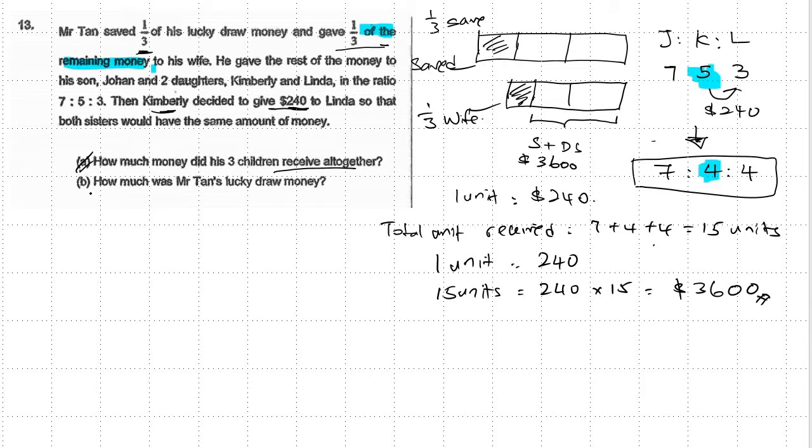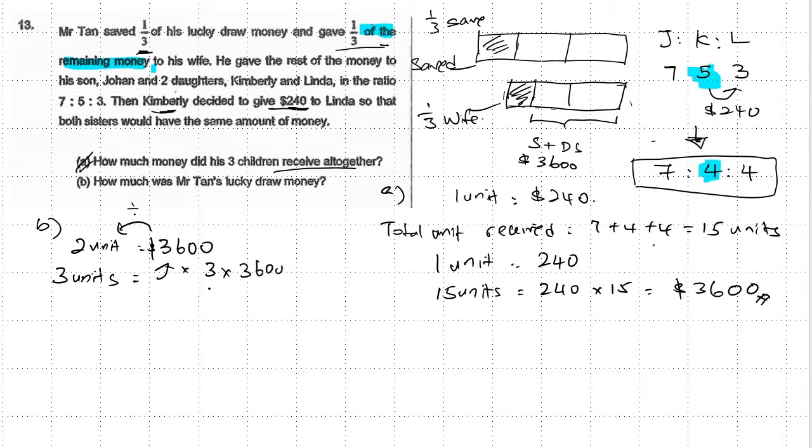Okay. So how much was Mr. Tan's lucky draw money? Here is part A and here is part B. If over here is 3,600, I can see that 2 units is equal to 3,600. But then the whole thing, the remaining here, is actually 3 units. So 3 units will be times then divide. So 3 times 3,600 divided by 2, and then it will actually give me 5,400.